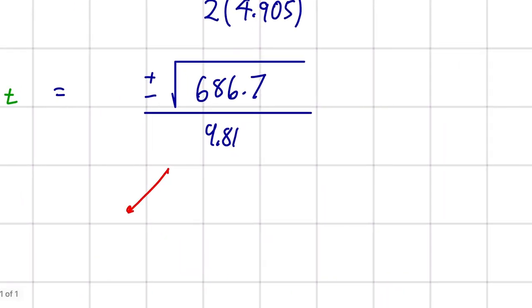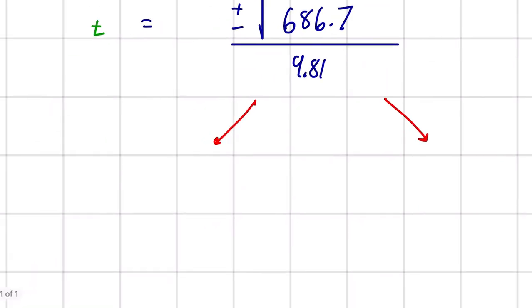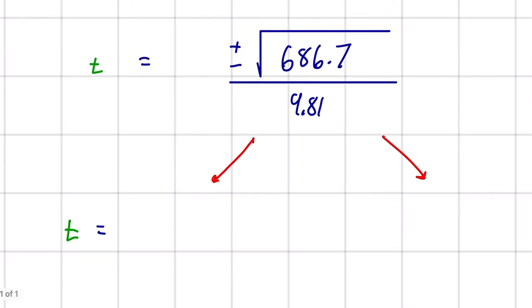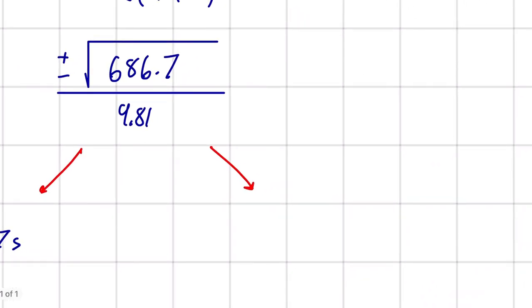So as we know with the quadratic formula, we get two different answers. Here we have that t is equal to, when we do plus the square root here, we're going to get an answer of 2.67 seconds. And if we do minus the square root, we'll get a value of negative 2.67 seconds.